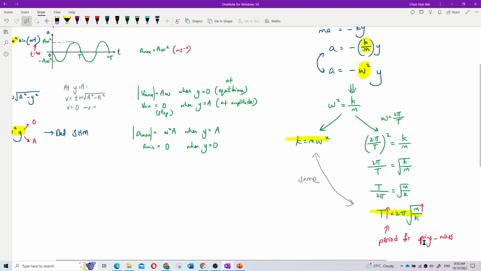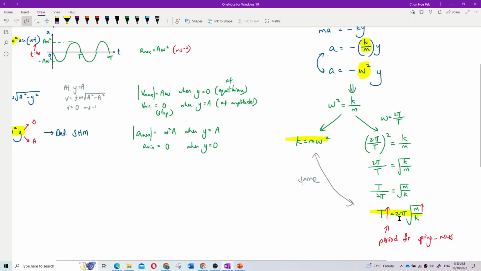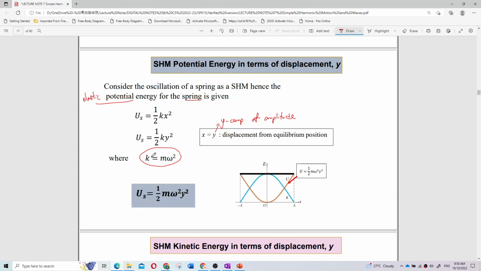Okay, so if you see this, actually it is this one. This is actually the same formula as this. So now you know k equals m omega squared. The spring mass system is half kx squared, which is half ky squared. So we substitute the k with m omega squared, and we get the formula for potential energy versus displacement.